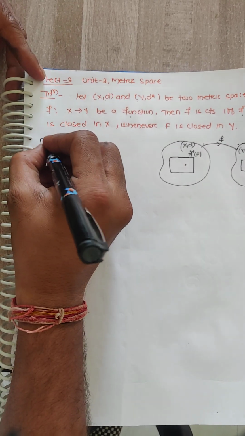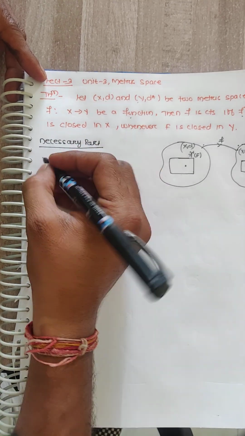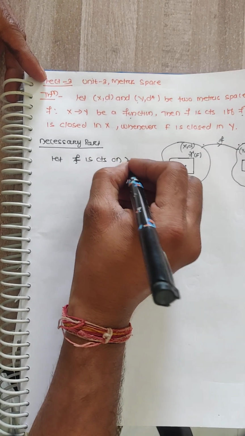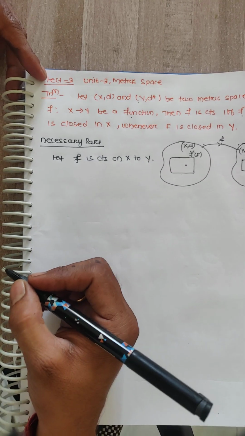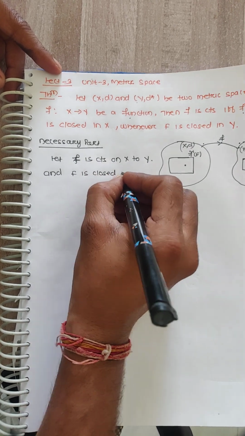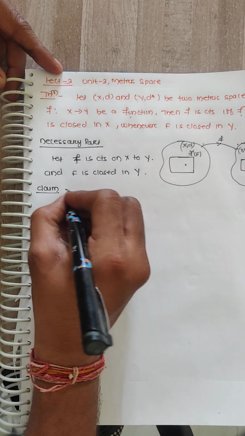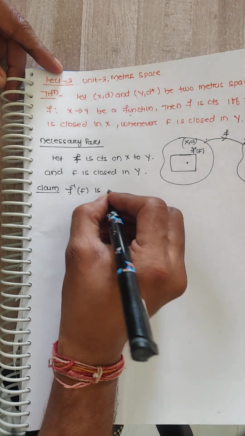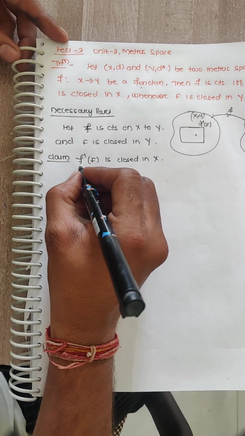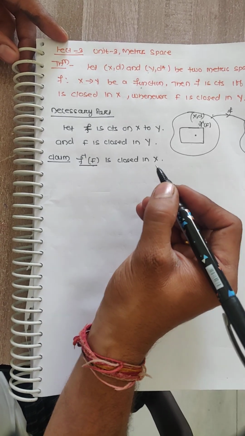The necessary part. Let f be continuous from X to Y, and let F be closed in Y. My claim is to show that the inverse image of F is closed in X. It is sufficient to show that f inverse of F is closed in X. That means I will show that the complement of this is open in X.